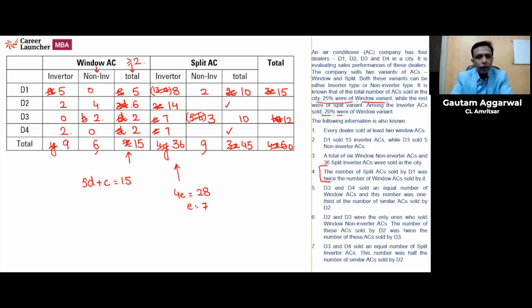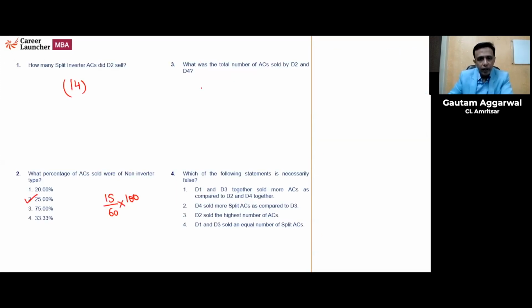Now, D2 and D4 essentially would have sold 6 plus 2 inverter ACs, window ACs, and 25 split ACs. So I repeat my data very clearly. There were 6 plus 2, 8 window ACs. Individual breakup is not known, but we are very clear the total of this has to be 25. That means the total of this, the answer would be 33.